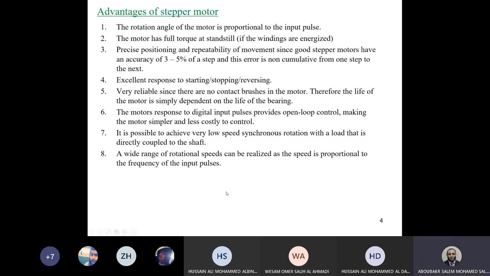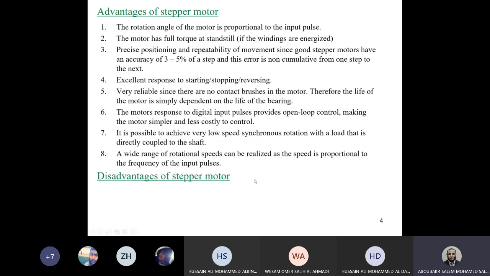Another advantage is that a wide range of rotational speed can be realized, as the speed is proportional to the frequency of the input pulses. So we can control the motor speed over a wide range.